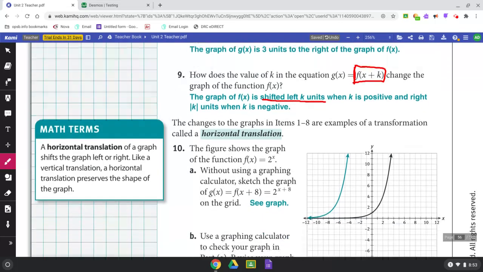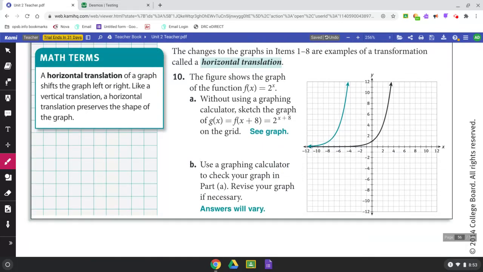Okay. Now, yesterday we talked about the vertical translation. Today, these are horizontal translations. We're moving left to right, not up to down. A horizontal translation of a graph shifts the graph left or right like a vertical translation. A horizontal translation preserves the shape of the graph. The graph shape does not change at all. We're just shifting it. We're just moving it, kind of like textiles. You're moving them around. The tiles do not change. You're just shifting them around.